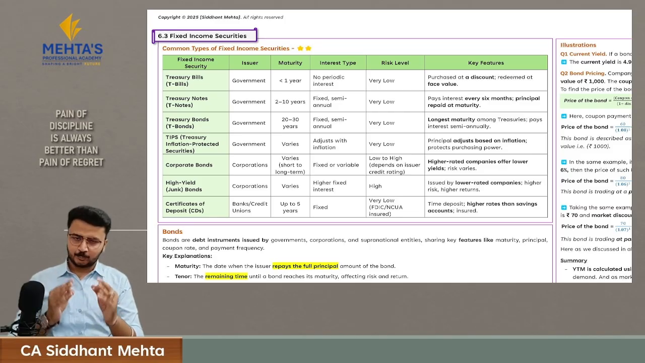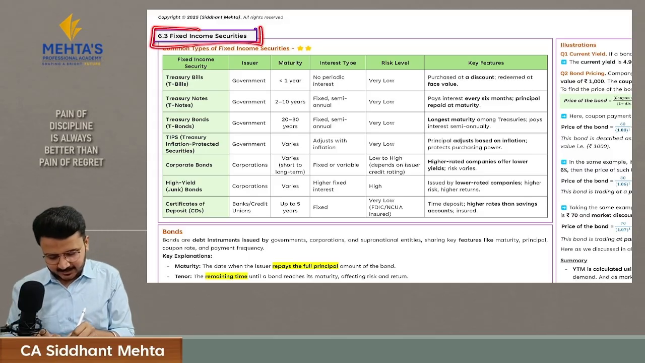This is part 2 of your chapter number 6 and today we are going to revise about fixed income securities.